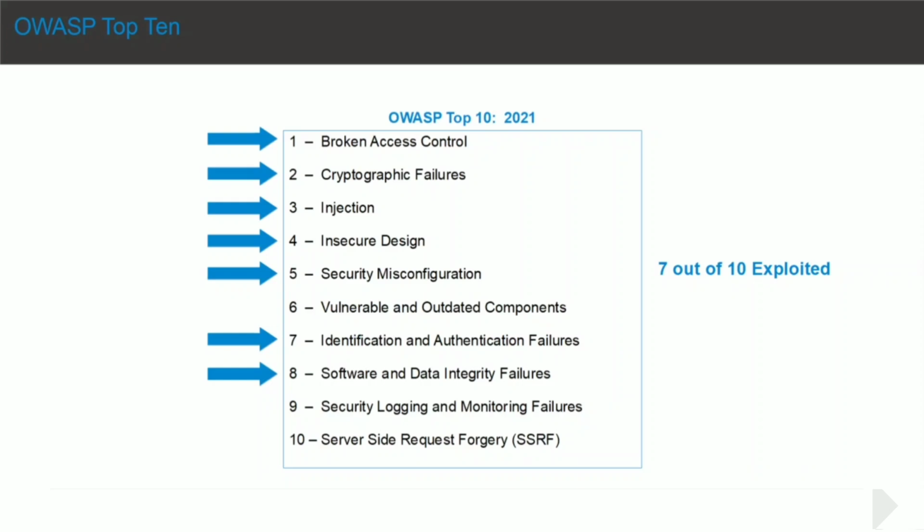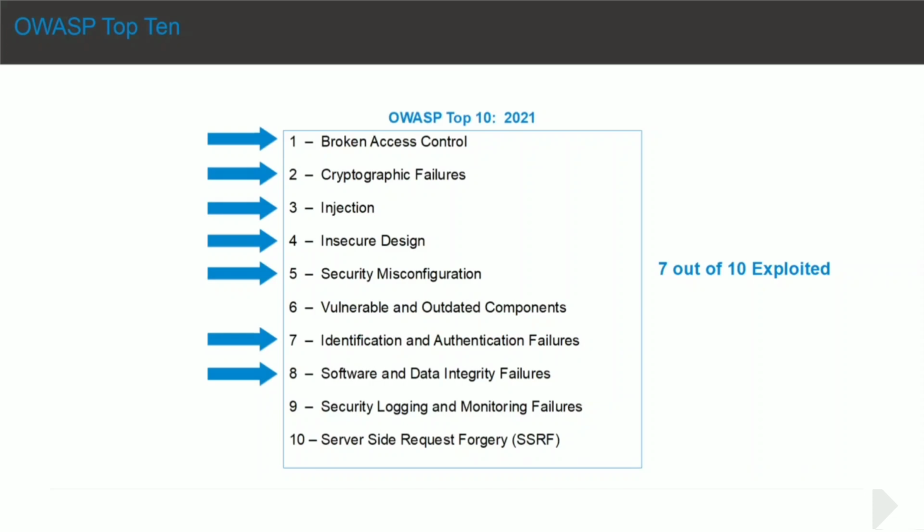Number 3, injection. We saw that all over the place. Not only were there reflected cross-site scripting injections, but we saw persisted cross-site scripting injections and DOM-based injection attacks. We saw command injection attacks, so we really covered the spectrum when it comes to injection. Now that's a pretty broad category, but I think we hit that pretty hard.